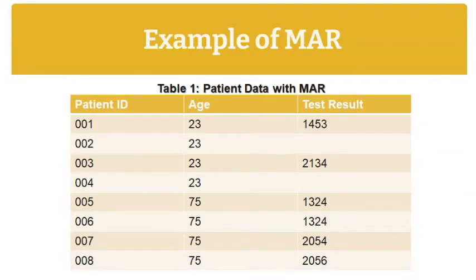So it's not like the previous case where we observed that there was no relationship between the missingness of a variable with another variable. But now we observe that the missingness in a variable which is test result is related to another variable which is age. Now we can compute some probabilities to be able to confirm what we are seeing.